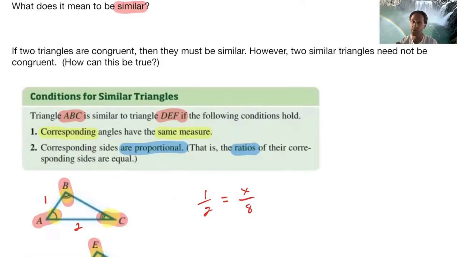Hopefully you said everything, insides and outsides, then they have to be similar, because not only are the angles the same, they're proportional. They're 1-to-1. They're the exact same. However, if they're similar triangles, they don't have to be congruent because they don't have to be the same size. The lengths of the sides don't have to be the same. So that's the difference between congruence of triangles and similarity of triangles.